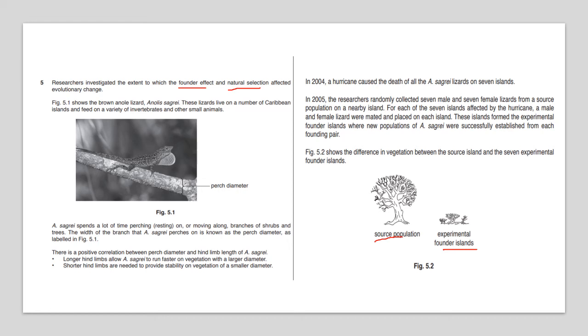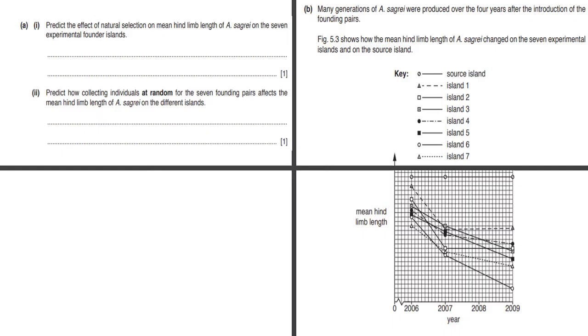And what we can see here is that the islands where the male and female were taken from have bigger trees, if you want to think about it that way, whereas the founder islands that the scientists were trying to populate have vegetation that looks a little bit smaller. So that's just to summarize what this story is about.